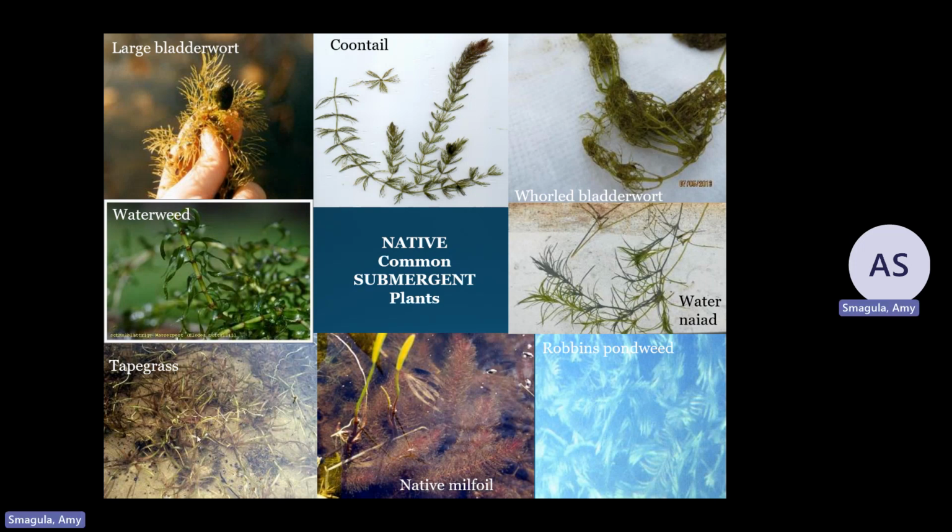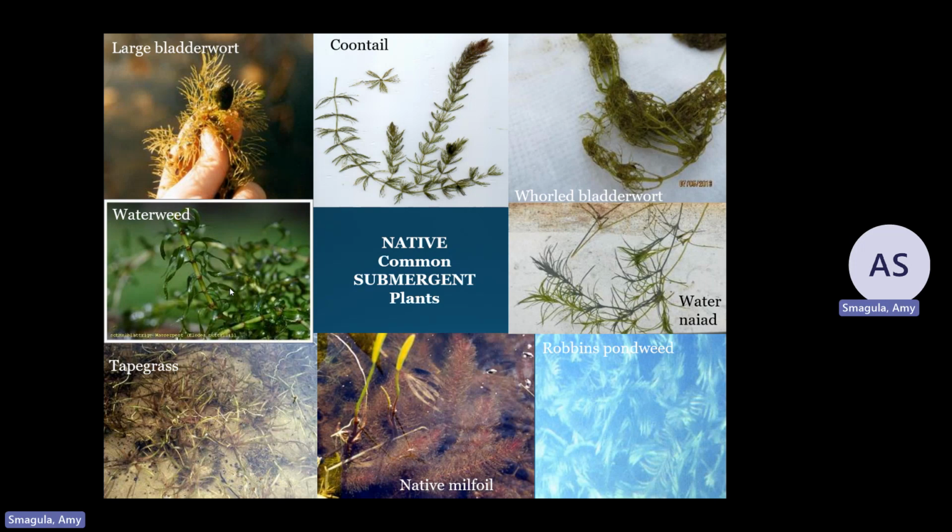Over on the bottom left is tape grass. This one looks like a long ribbon underwater. And then you may notice in the middle of the summer, there are these white spiral corkscrew type things that are coming up from the lake bottom. Those are the reproductive structures of the tape grass.